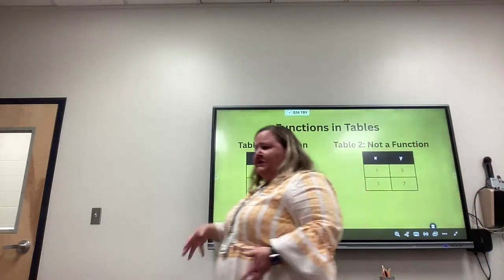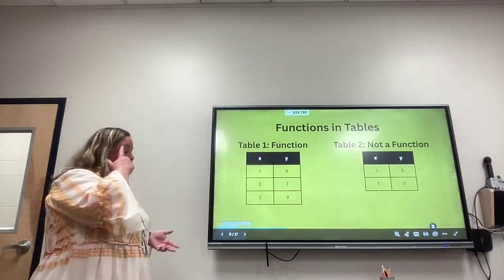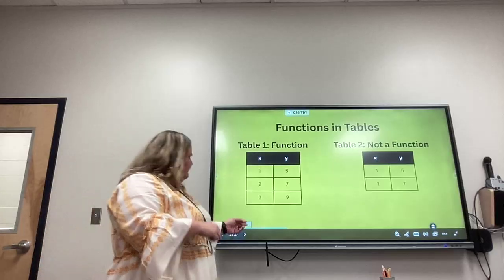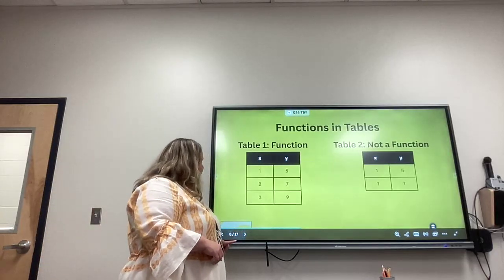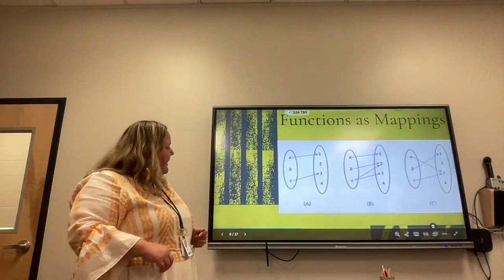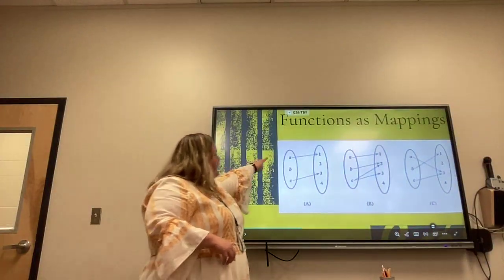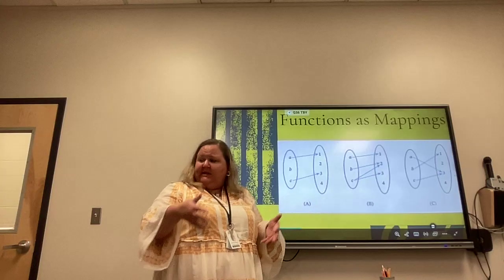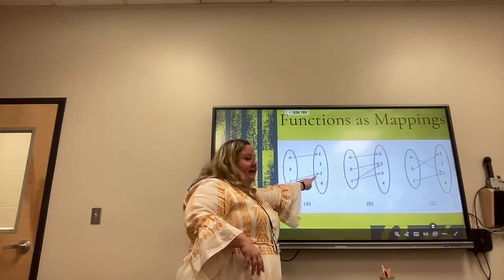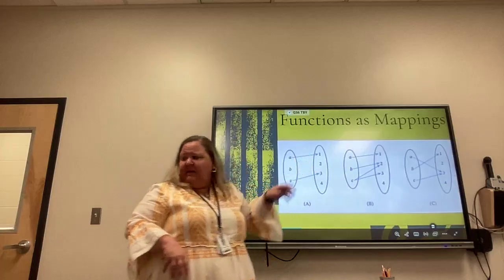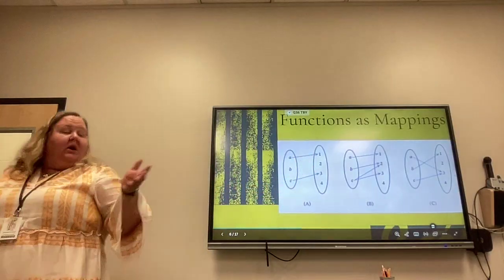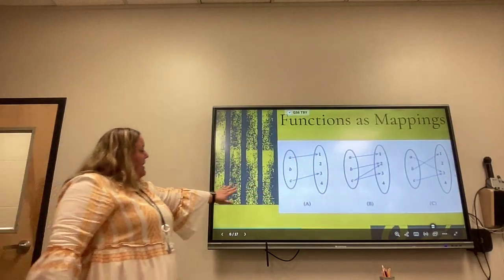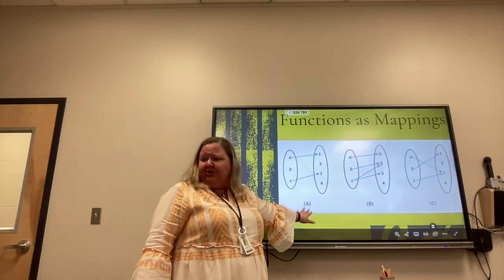This is an example of a table. The last one was an example of an equation. Our next example is a mapping. So you're gonna notice our ordered pairs here, which are going to be our X and our Y, are going to be A1 and C3. We don't have any other arrows, even though we have groups. So A, is that going to be a function or not a function?